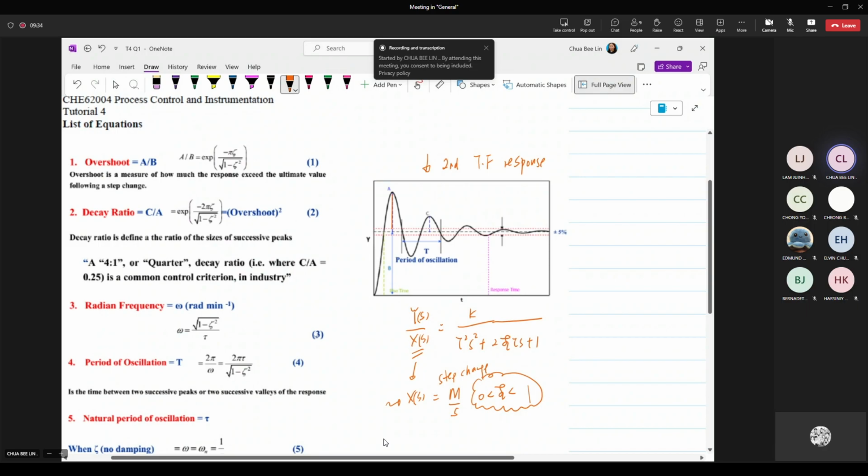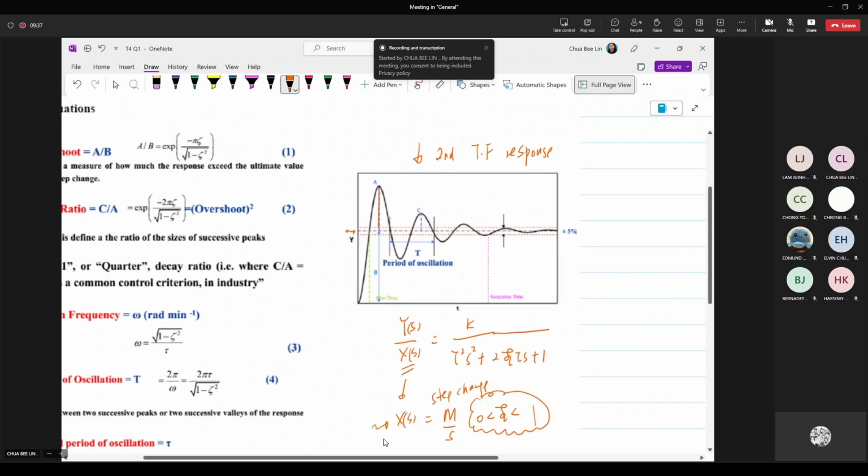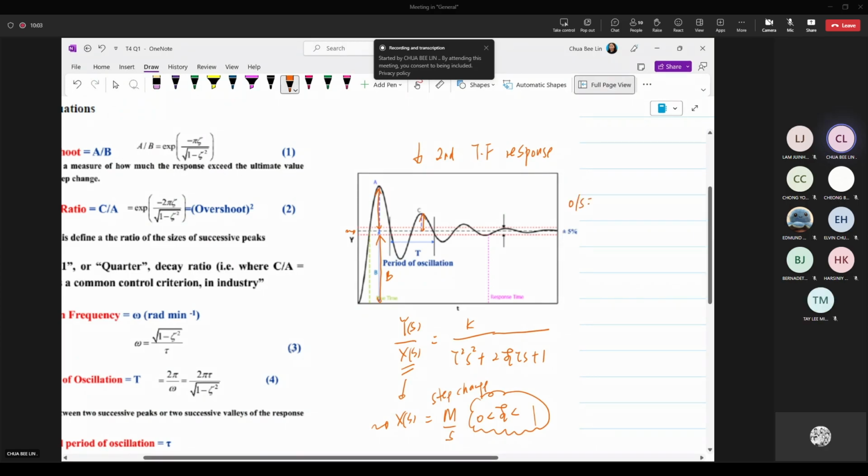The steady state is the one dotted line. So until the dotted line, it's A, which means the steady state. So here is your steady state, which is your B. So we will need to memorize this A and B. A is actually the peak, the first peak. The C will be the second peak. Your overshoot, you have to memorize this, is A over B. So this one you need to memorize.